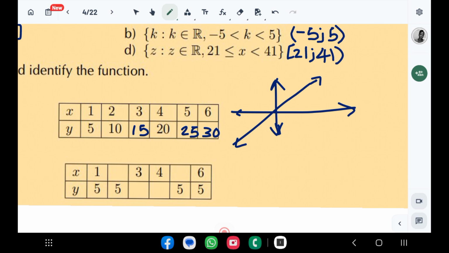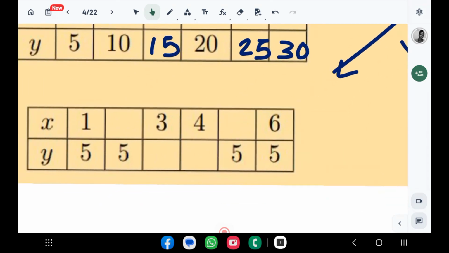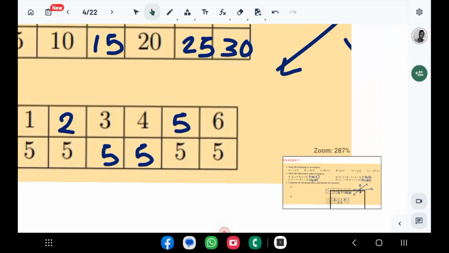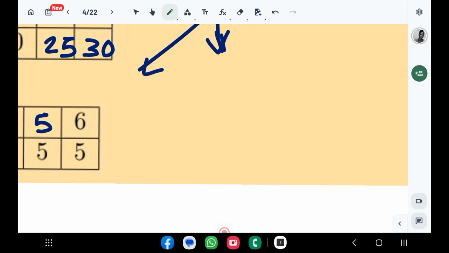Okay, next one. You've got 5s at the bottom. You can see the pattern is 5, 5, 5, 5, 5, 5, 5. So let's go there. 5. So whatever your value of x is, your y value is 5. All right. So that should be 2, and that is 5. Meaning that what type of pattern does it give us? It's a straight line graph, but with a gradient of 0.